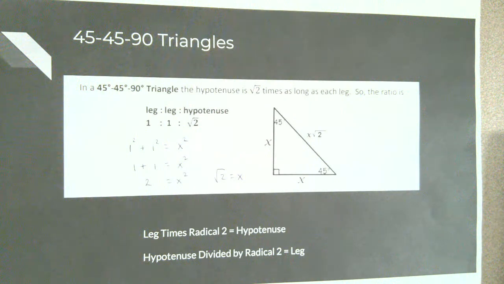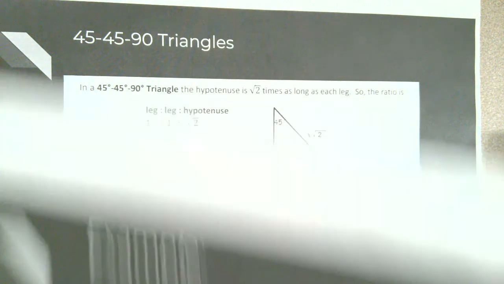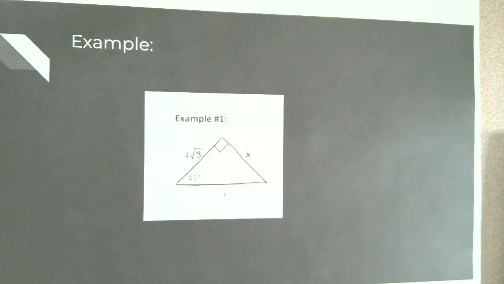So let's look at the first example. Here's our first example. We've got 45, 45, 90. They're telling us that one of the legs is 4 radical 3, and they want us to find the hypotenuse, which is y, and the leg, which is x.